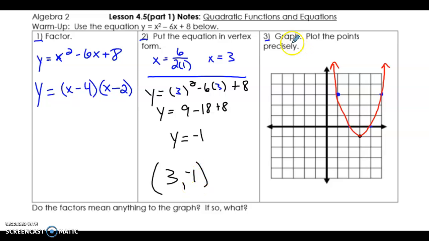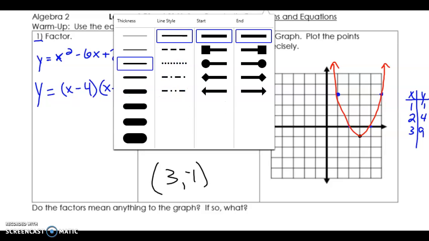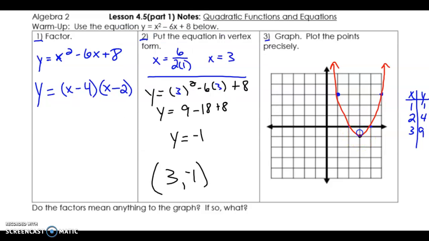Okay, and then finally graph. So your starting point is that vertex, 3, negative 1. And then you can make that set of points. So 1 squared is 1, 2 squared is 4, 3 squared is 9. And then the only thing is we're starting at this new vertex. That's like our new 0, 0. So we're going to go 1 squared is 1, 2 squared is 4, 3 squared is 9. And then the other side is just the mirror image of it.